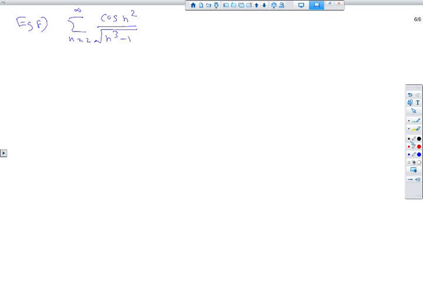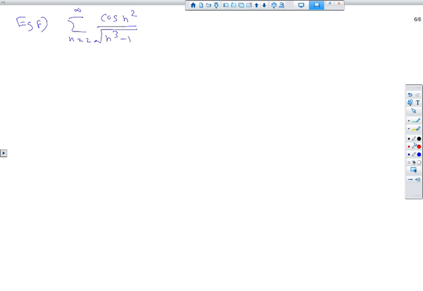Okay, so let's go to another one, number 8. I'm going to go through all types. Let's look at this one: the sum from n equals 2 to infinity of cosine n squared over the square root of n cubed minus 1, something complicated like this. If you try to apply the techniques we want to use, you see that the top changes sign because the cosine goes through positive and negative values, and most of our series tests do not work. For example, you can't use direct comparison or limit comparison, because for those the terms have to be positive.